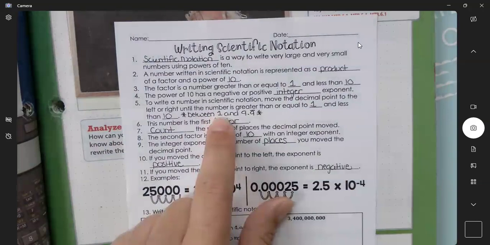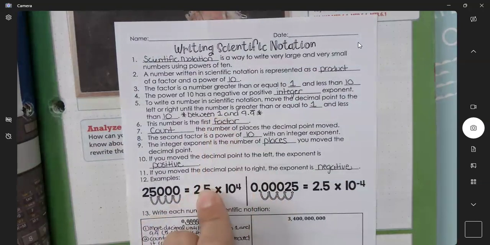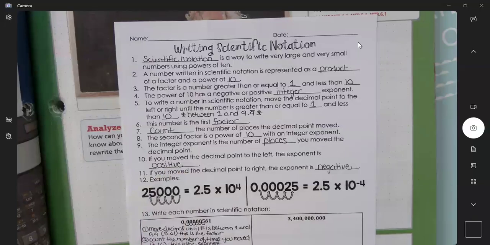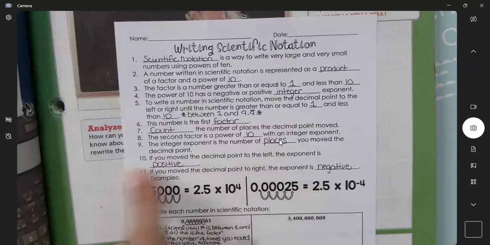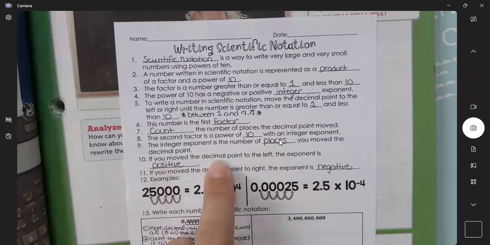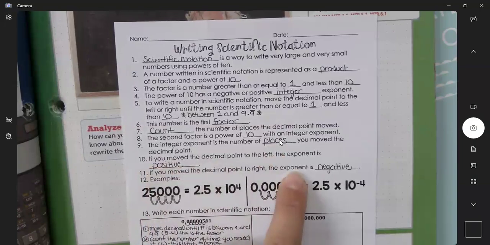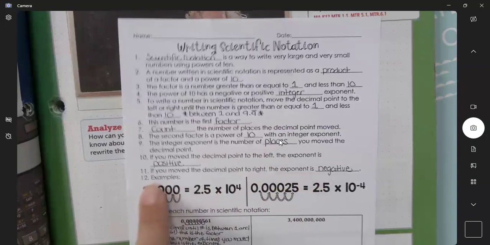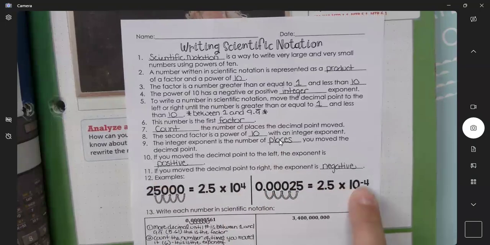Remember 1 and 9.9999999 infinity. If the number is positive, if the number is greater than 1, you're going to move that decimal. If you move the decimal left, the exponent is positive. If you move it right, the exponent is negative, but I like to think of it more as if the number is greater than 1, the exponent is positive. If the number is less than 1, the exponent is negative.